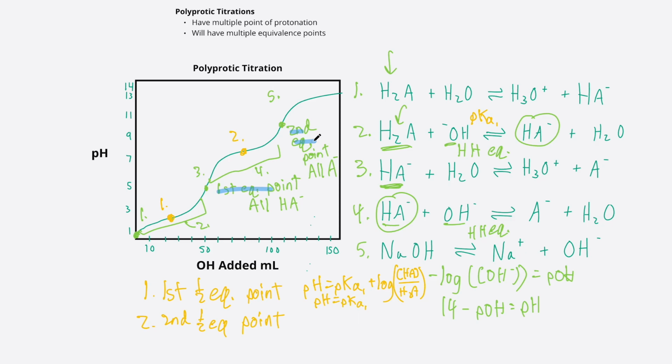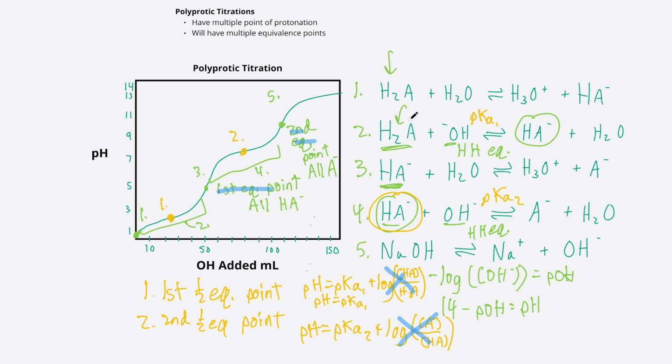And then that exact same logic applies for the second half equivalence point. But remember, at that point, our acid is now HA. So pH equals pKa, and then use the second pKa. And then plus log, make sure you now use the correct conjugate base, which would be A minus. And then use the correct acid, which would be HA. And then once again, the log term would cancel out because when those concentrations are equal, the log equals 0. So at the second half equivalence point, your pH is equal to pKa2.